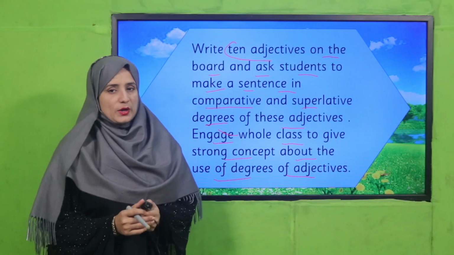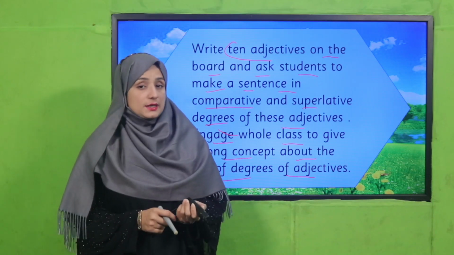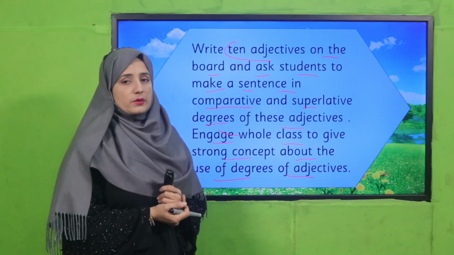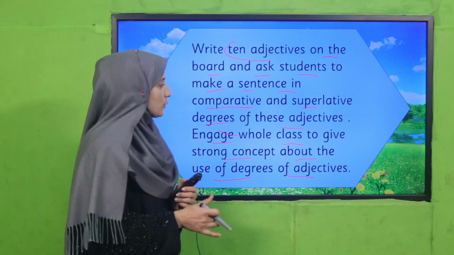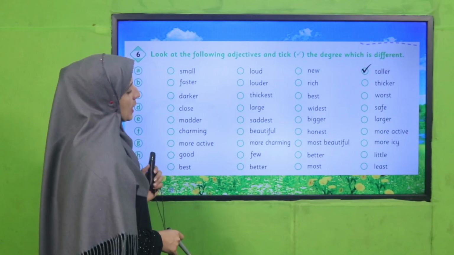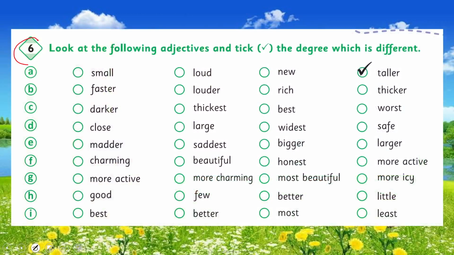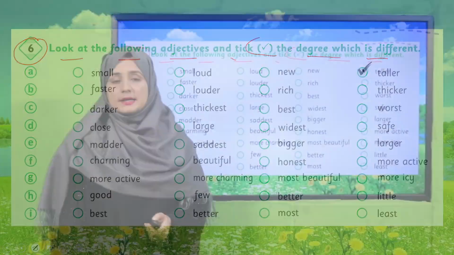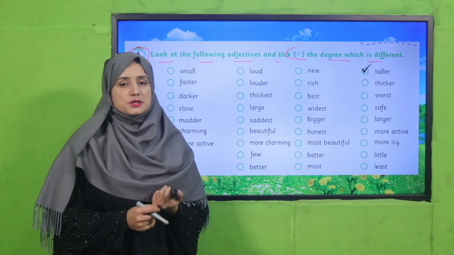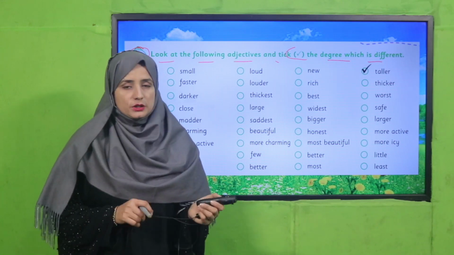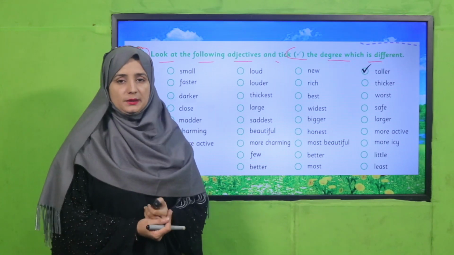Welcome back, and I hope you enjoyed performing this activity and also got a strong concept about the degrees of adjectives and how we can use them in our daily routine sentences. Good job, my dear students. And now what you have to do is question number 6. Look at the following adjectives and tick the degree which is different. You have to do it in your book. This is your book page, my dear students, and this is an individual activity for you. Perform this activity in your class under your teacher's supervision.